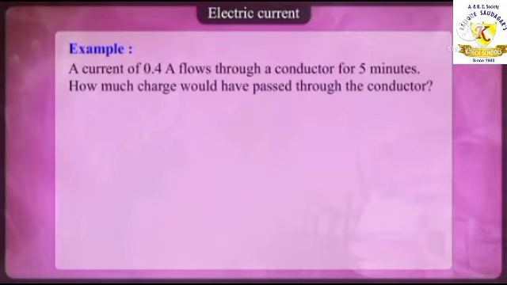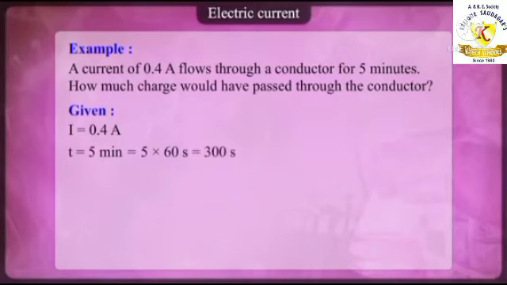Example related to current. A current of 0.4 ampere flows through a conductor for 5 minutes. How much charge would have passed through the conductor? Given: I is equal to 0.4 ampere, and the time taken is 5 minutes, which is equal to 5 multiplied by 60 seconds. So, it gives you 300 seconds.